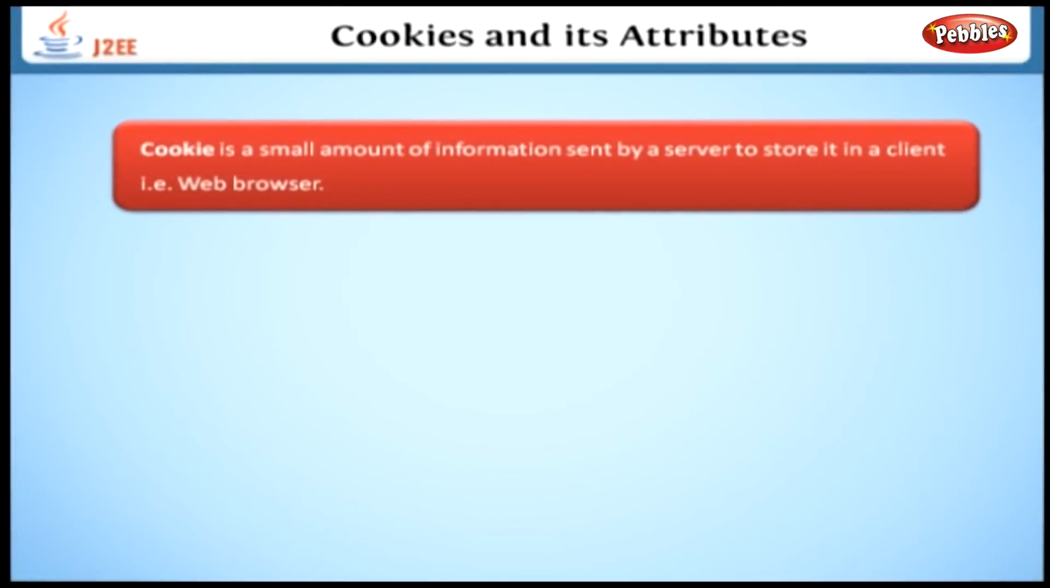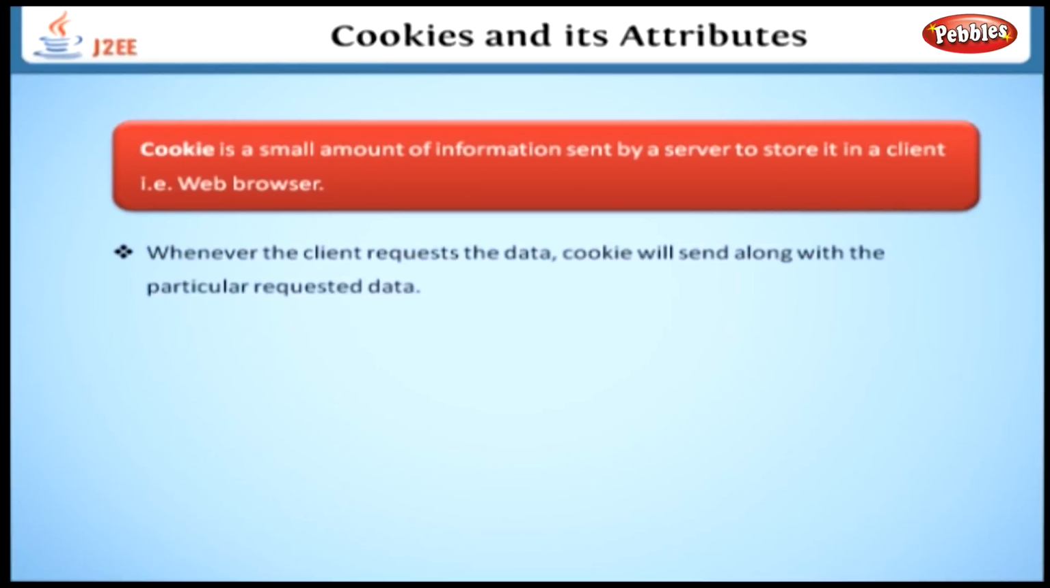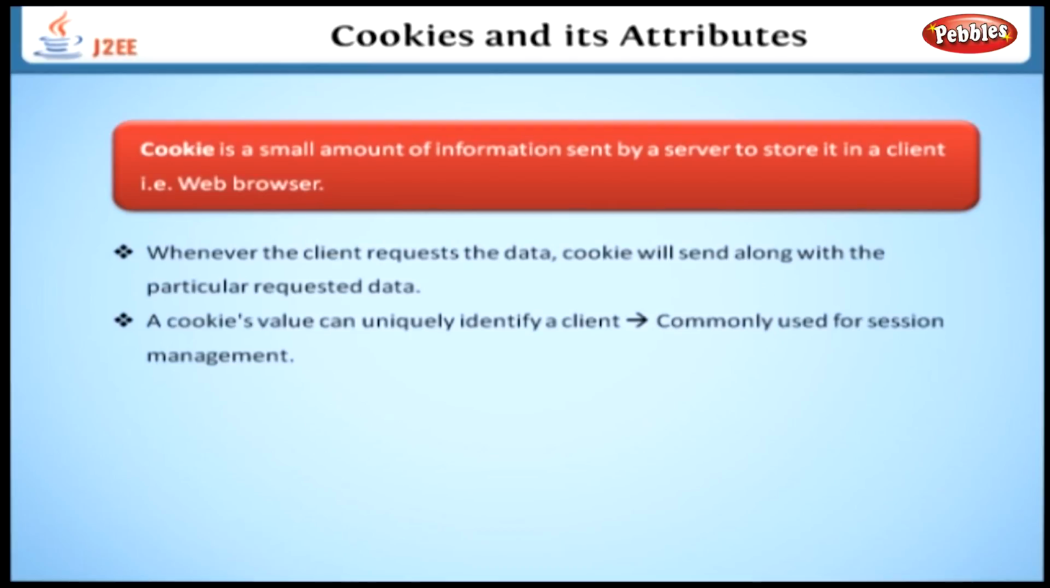A cookie is a small amount of information sent by a server to store in a client, i.e. a web browser. Whenever the client requests the data, a cookie will be sent along with the particular requested data. A cookie's value can uniquely identify a client, so cookies are commonly used for session management.